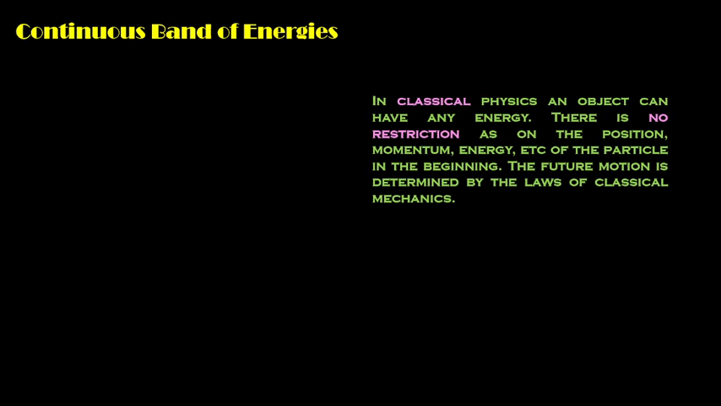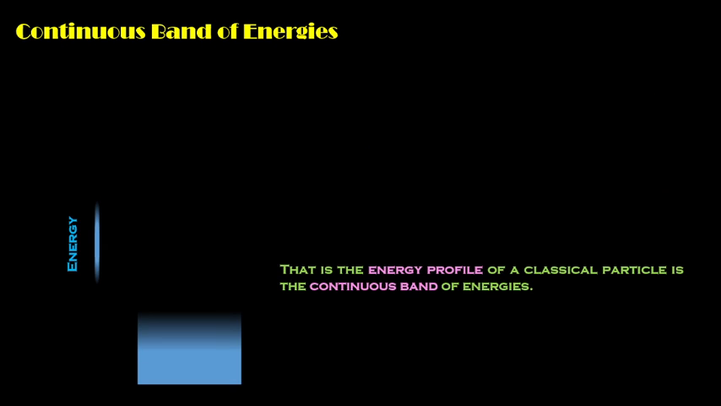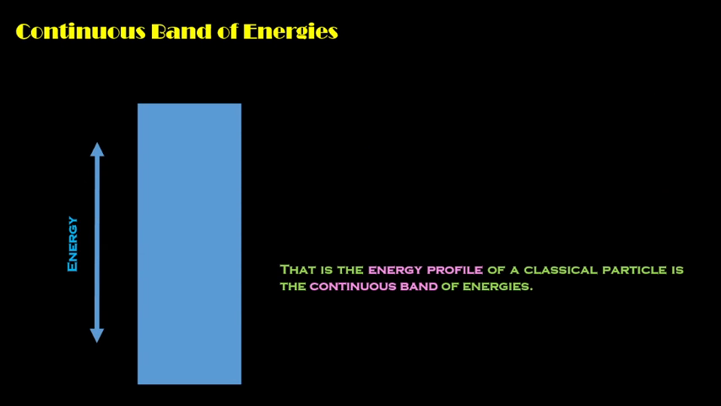According to classical physics, however, the particles can assume any energy. That is, the energy profile of a classical particle forms a continuous band. A classical particle can have any energy, meaning if we collect all possible energies that a classical particle can have, then those energies form a continuous band as shown in the figure.